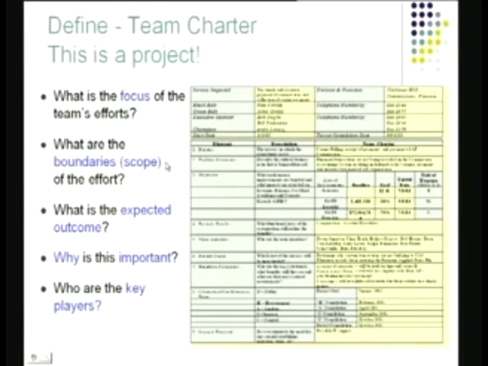Now the team charter, how do you actually identify the charter? I've given an example. Basically, when you ask the question, what is the team's charter? It will identify what is going to be the focus of the thing, what are going to be the boundaries of the project.